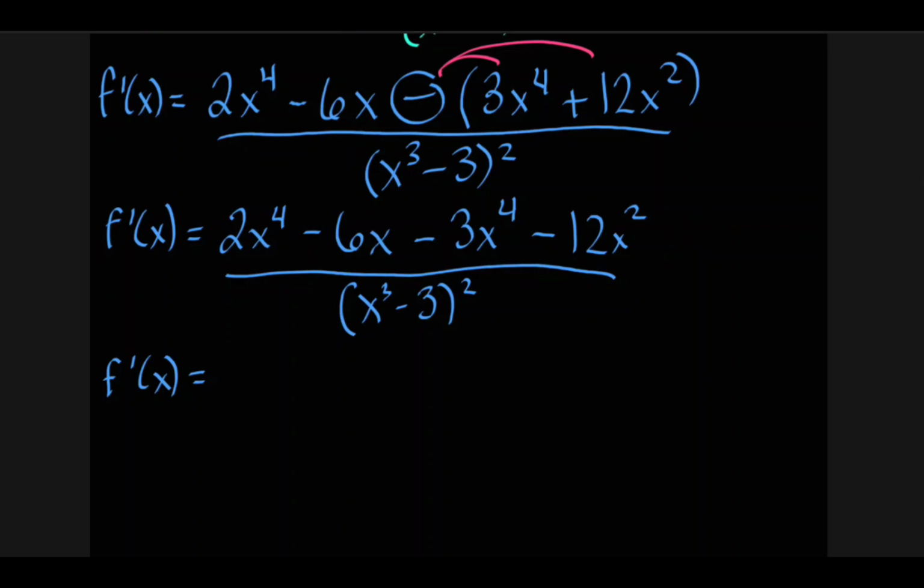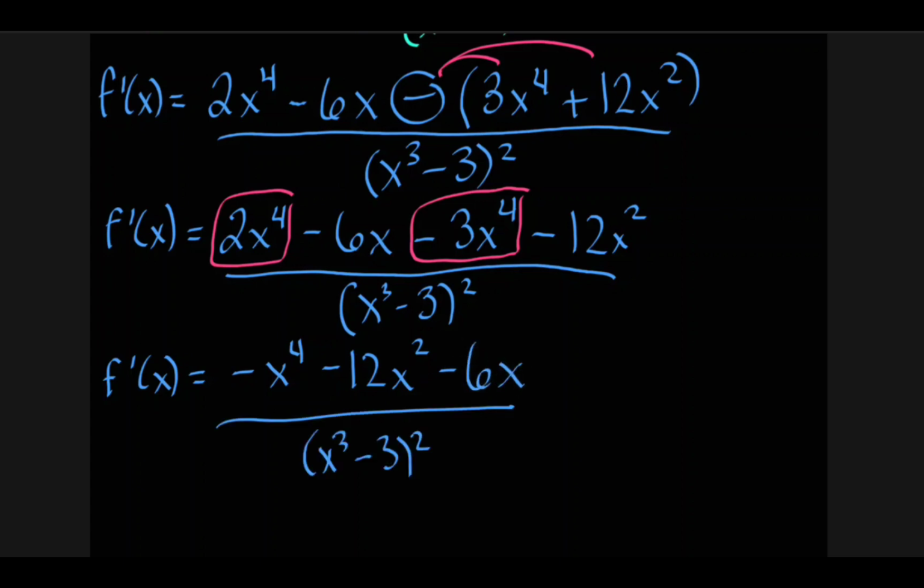I see that there are x to the 4ths and x to the 4ths, meaning those can simplify or compress, come together. If we have 2 of them and we take 3 away, we'll have negative x to the 4th. We'll have 1 left. Then the 12x squared doesn't have anybody else, so it's just going to get carried down. And that negative 6x as well. Carry down the denominator again.